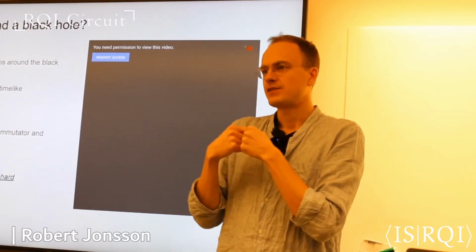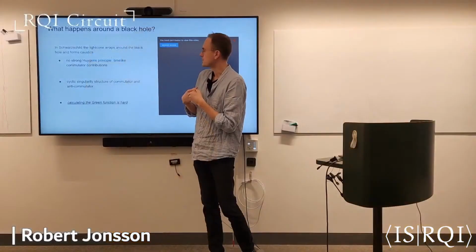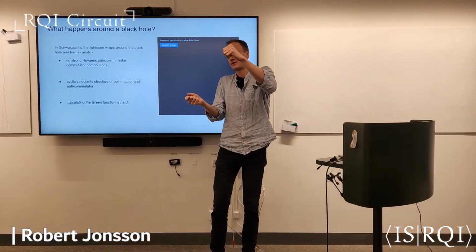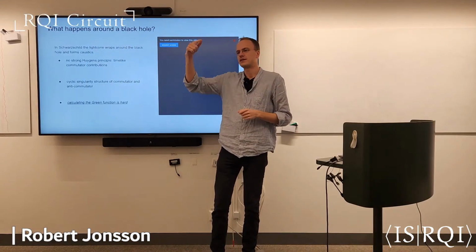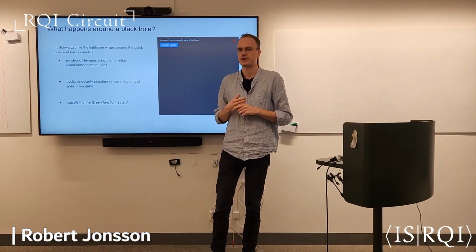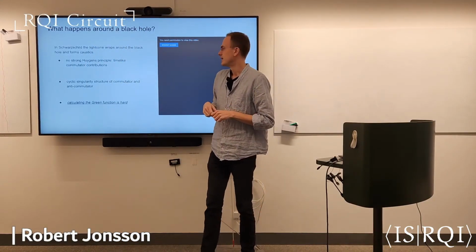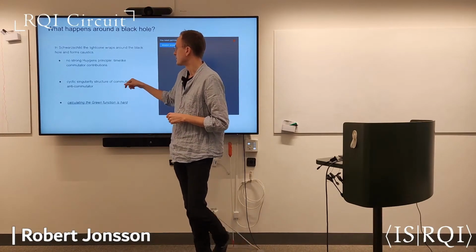Also, an interesting thing is that every time the light cone goes through a caustic, the singularity structure of the Green's function changes.